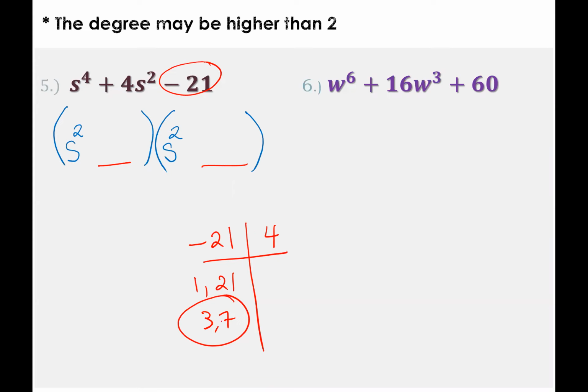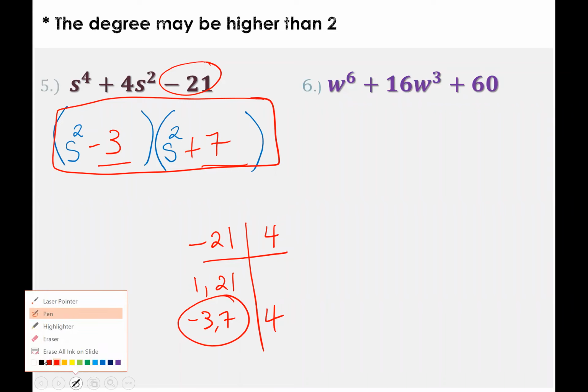Let's see, we'll make the positive number be bigger and then the negative number be smaller. Okay, so I need negative 3 and positive 7 because those 2 numbers multiply to negative 21 and negative 3 and 7 do add up to 4. Okay, so I'm going to fill in my answer. s squared minus 3 and then parentheses s squared plus 7. This is my final answer.